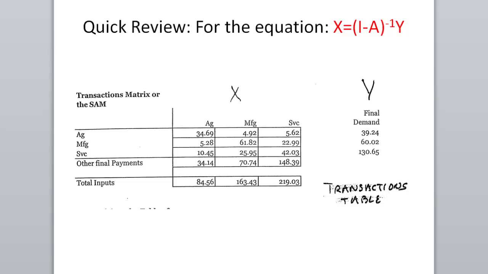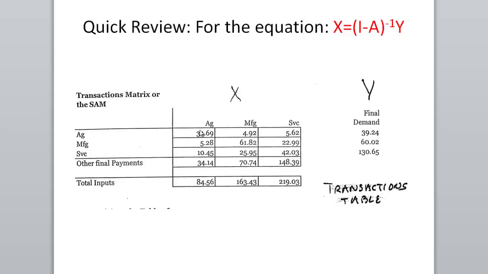Here I have a 3-industry model, a very simple explanation of some industrial system where, let's say it's in millions, there's $34.69 million worth of agricultural inputs that are purchased by agriculture. Agriculture buys 5.3 million in manufactured goods, buys 10 million of service goods, and makes $34.1 million of sales to other final payments like value added or sales to imports. And then the total inputs into that sector are 84.56 million. And remember, inputs equal outputs. And so the sum of all outputs for this industry would also be 84.56 million.